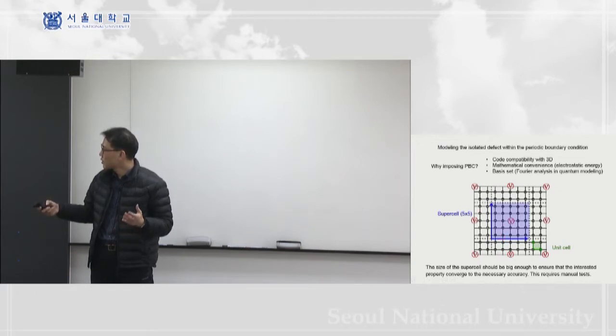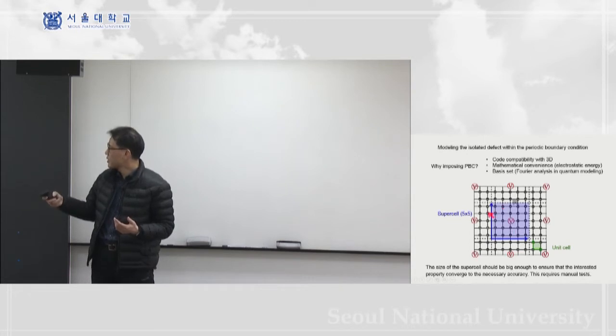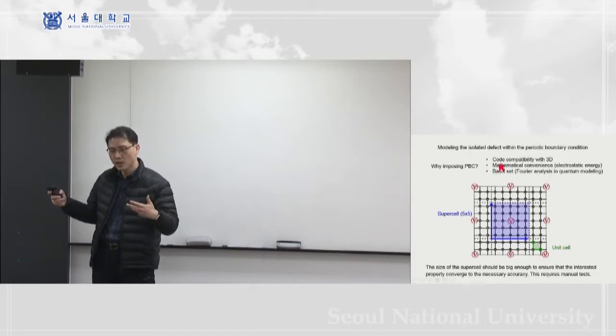That means that we are going to impose the periodic boundary condition in our modeling, right? So why do we stick to this periodic boundary condition? Because most of the codes actually work with 3D periodic boundary conditions. So such a supercell approach is comparable with most of the existing codes.